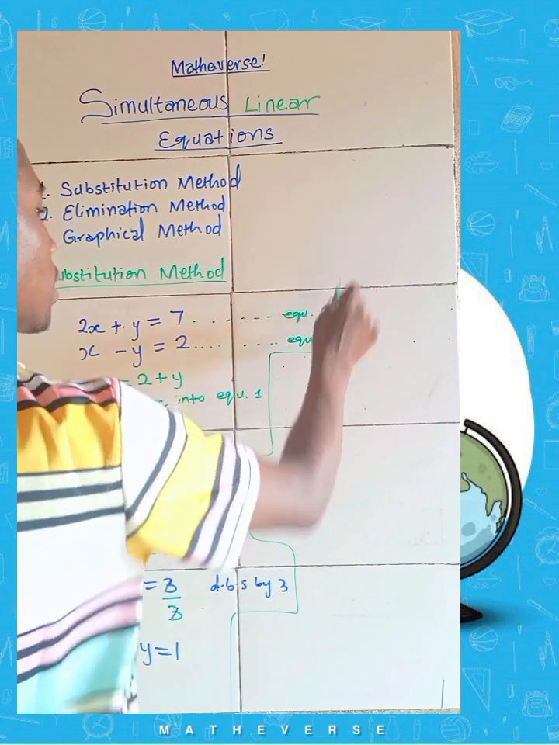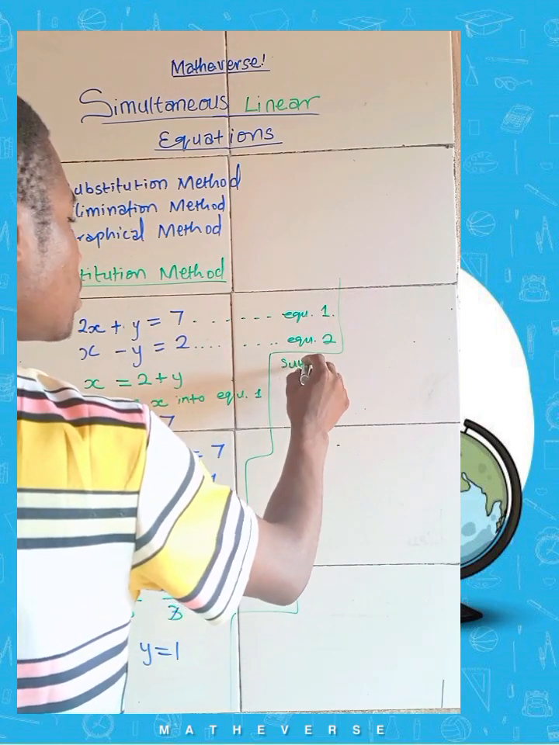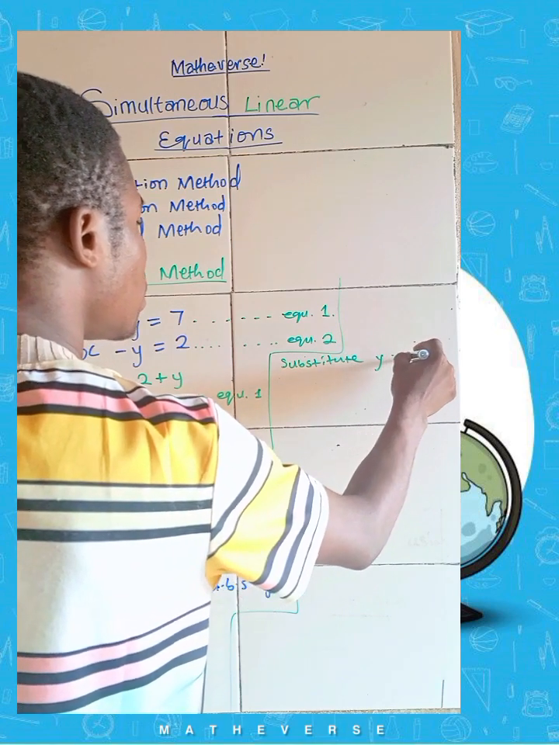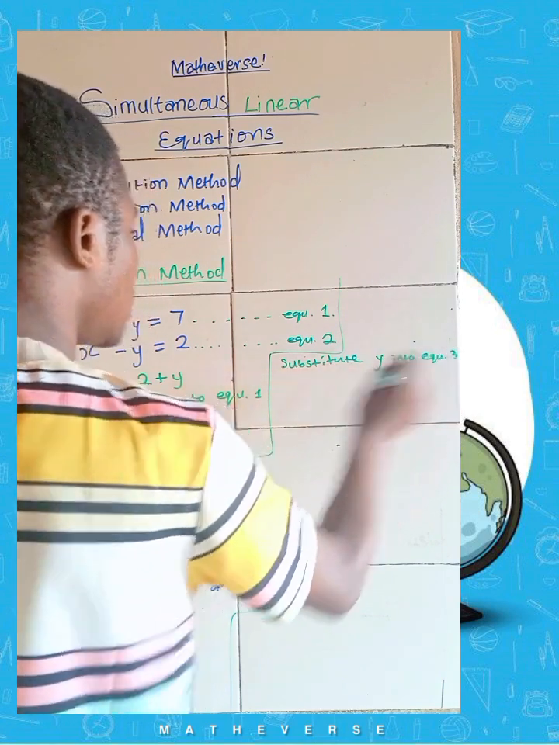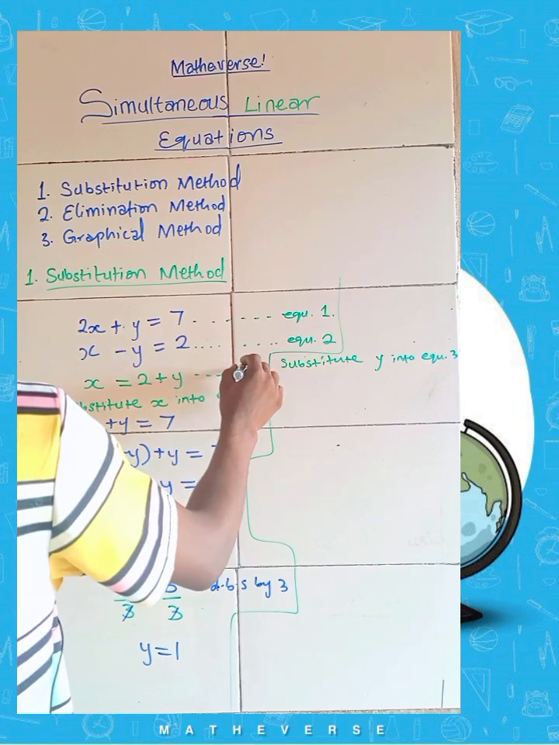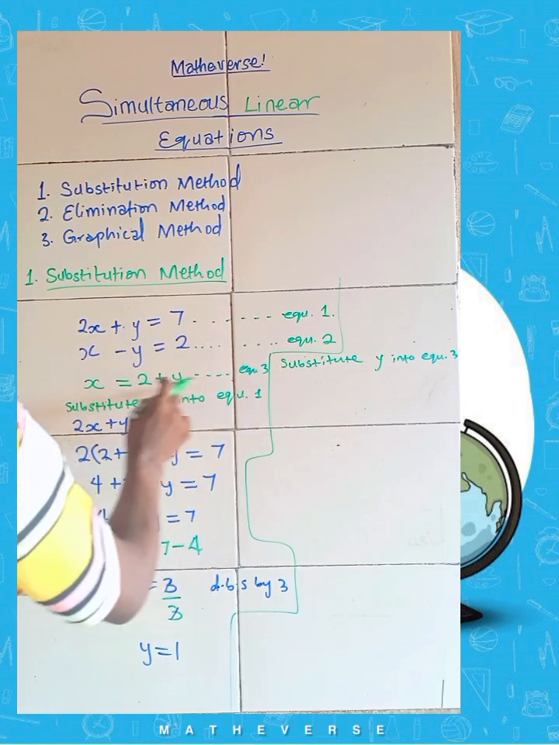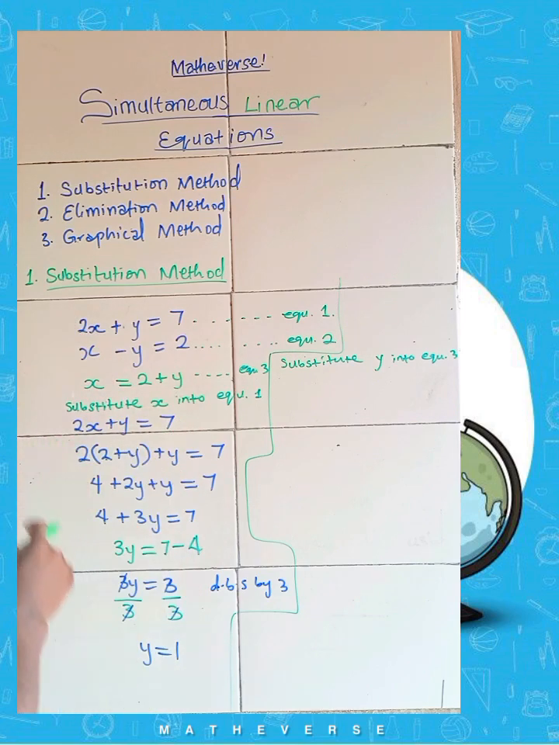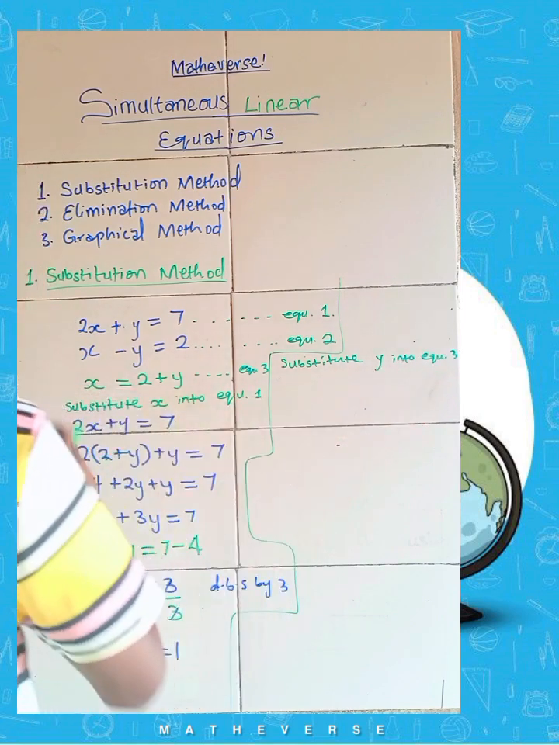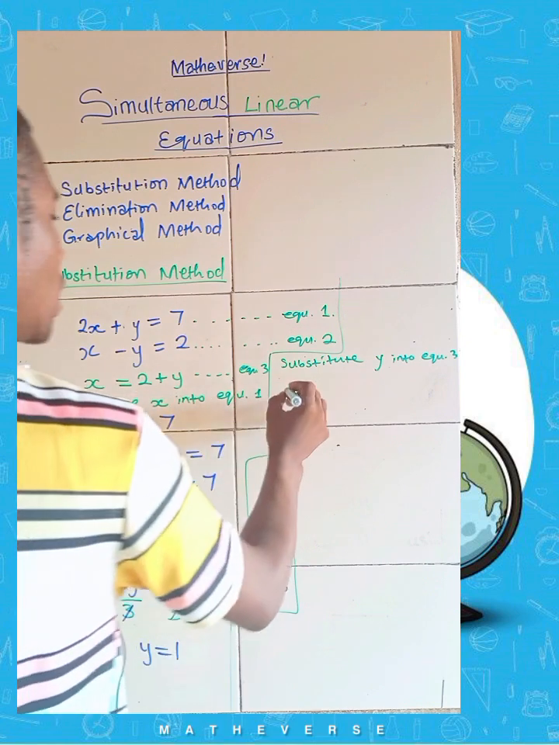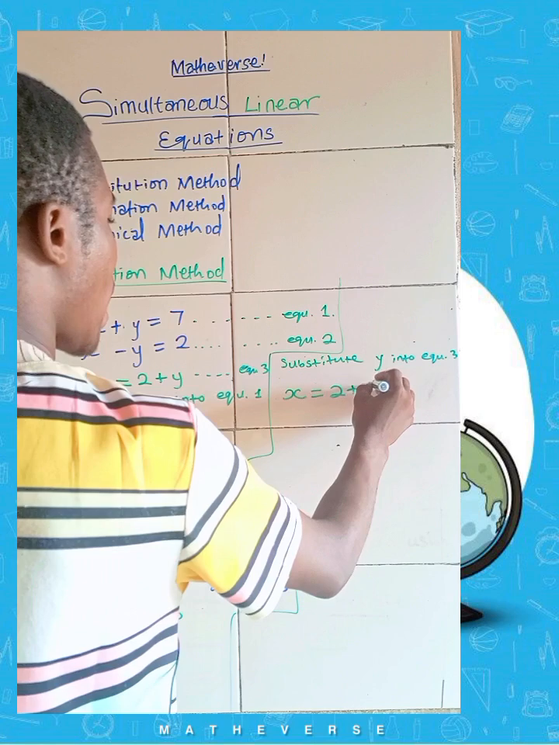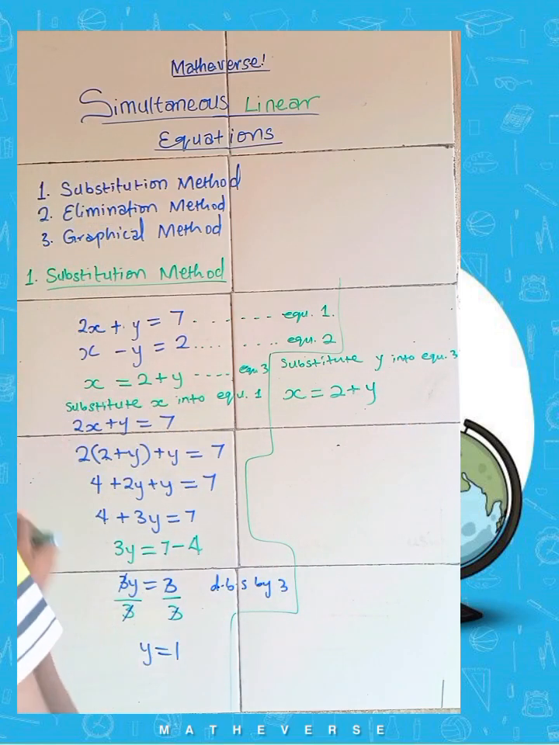You now write, substitute y into equation 3. This is equation 3. This one is the third equation, because when you change anything, it becomes a new equation. Take note. So now, when we substitute y into equation 3, x is equal to 2 plus y. Now, what is y? y is 1. Good job.